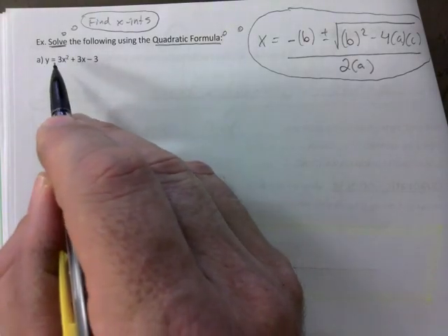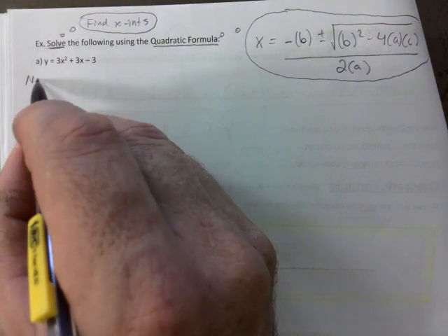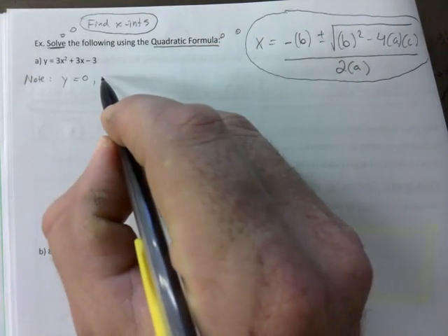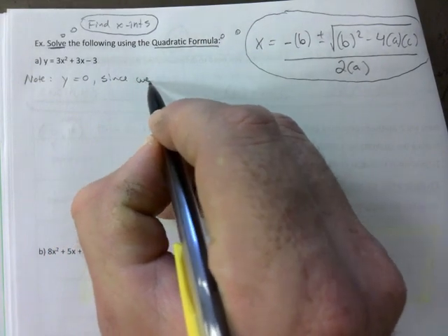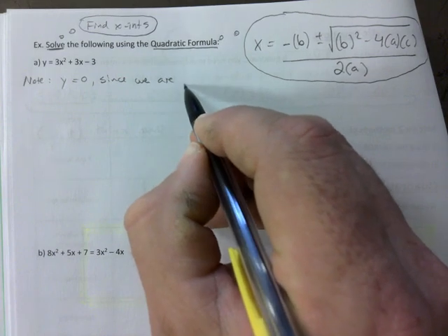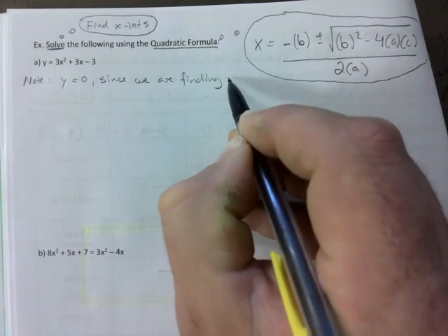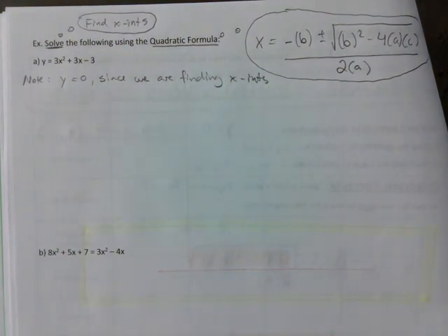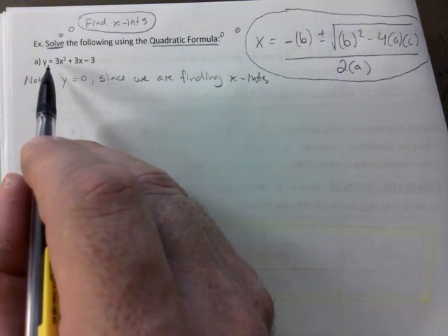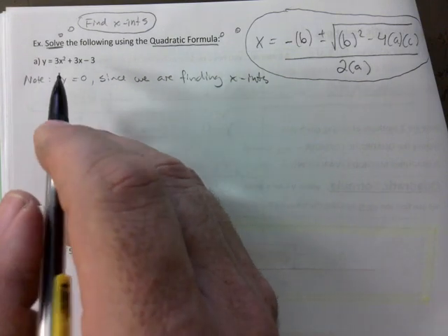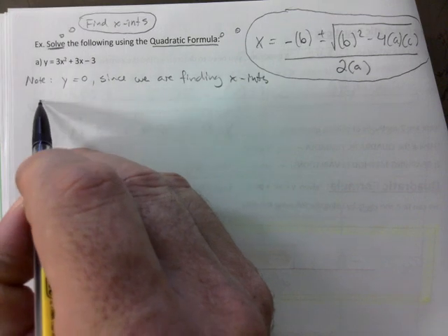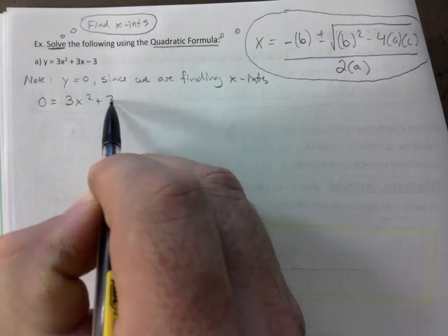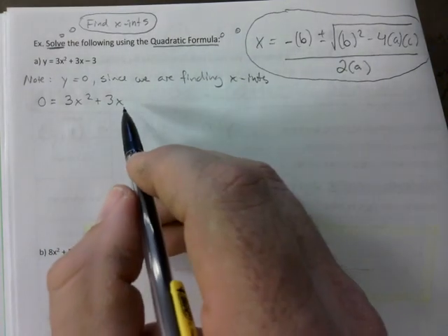So here you have the equation, and note that y is equal to 0 since we are finding x-intercepts. So when you have a y in there, don't panic, just turn it into 0. So we'll just go, therefore 0 is equal to 3x squared plus 3x minus 3.